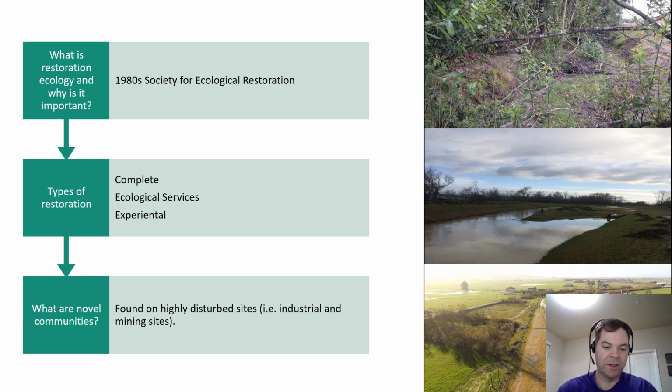Ecological service restoration aims to restore the functions and processes and restore the ecological services of the habitat. And then experiential restoration aims to restore the site for the enjoyment of the public and improve the public perception and enjoyment of the site. It focuses a lot on aesthetics, public aesthetics, and public enjoyment.